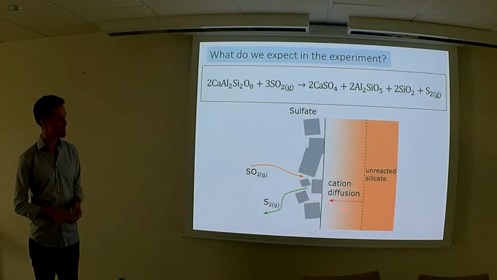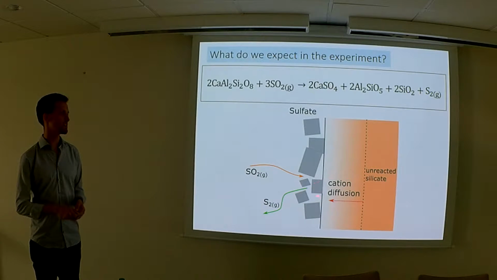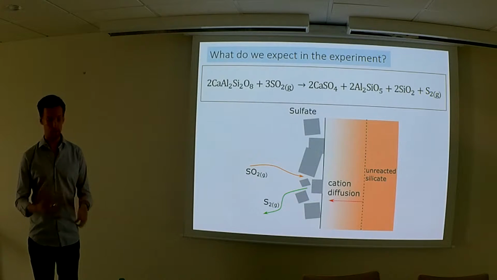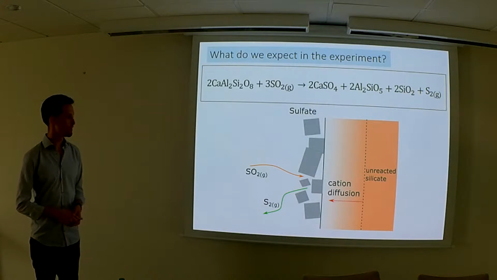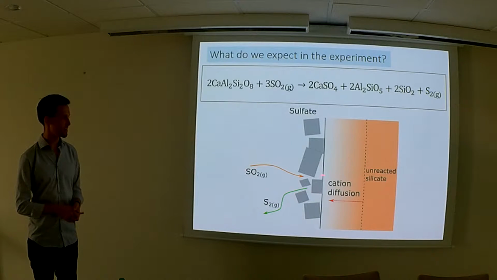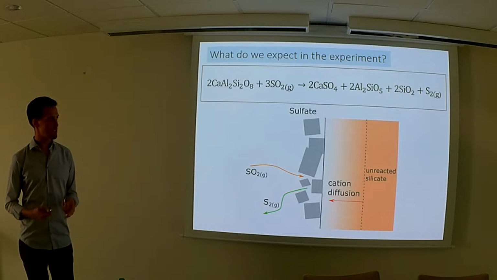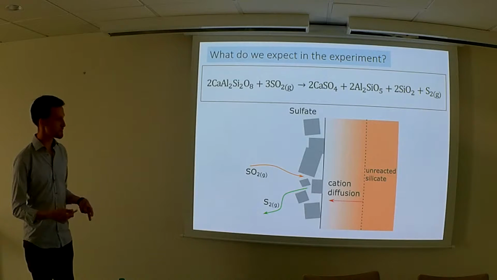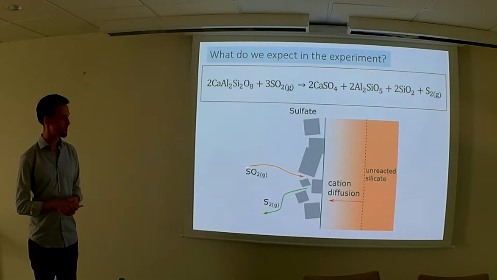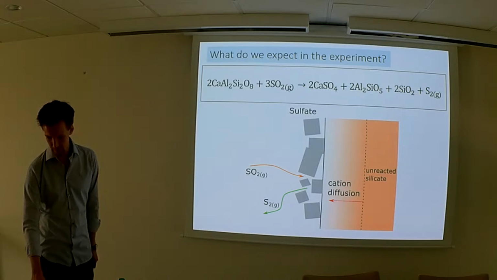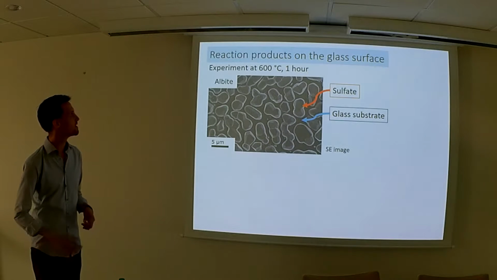So we'll find sulfate layers on the glass, and below the sulfate we'll find some calcium or cation depleted region, with diffusional or mass transport loss to the surface, and the sulfur dioxide moving to the surface. As this layer grows, the pathway for sulfur dioxide might potentially be limited. So the two major reaction limiting steps are either the movement of sulfur dioxide to the surface or the cation diffusion in the substrate. So how do these materials look?